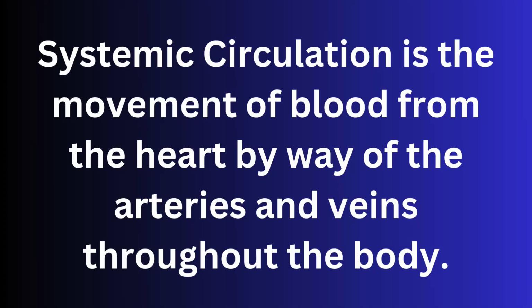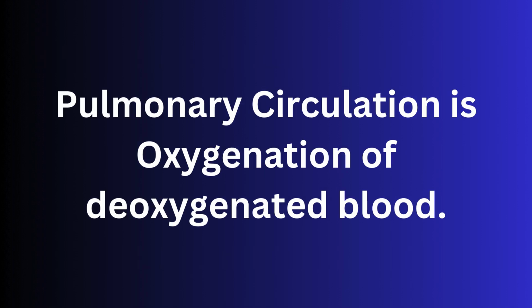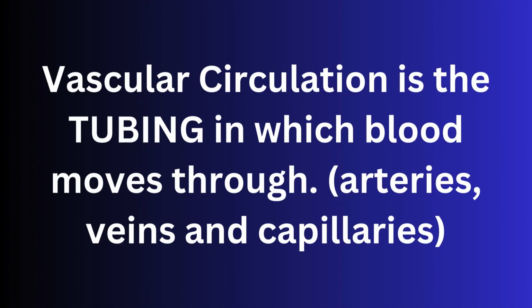Systemic circulation is the movement of blood from the heart by way of the arteries and veins throughout the body. Pulmonary circulation is oxygenation of deoxygenated blood. Vascular circulation is the tubing in which blood moves through arteries, veins, and capillaries.